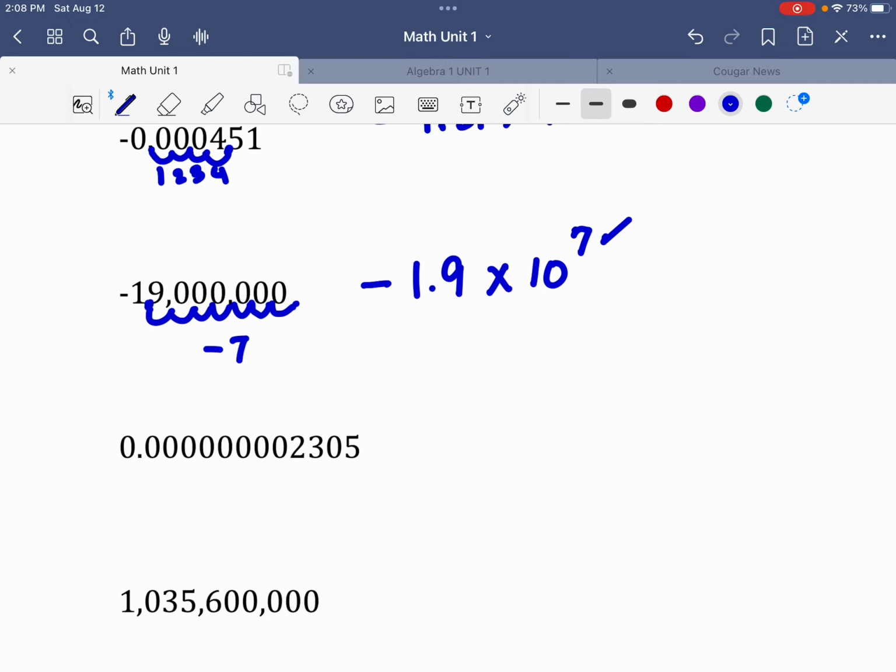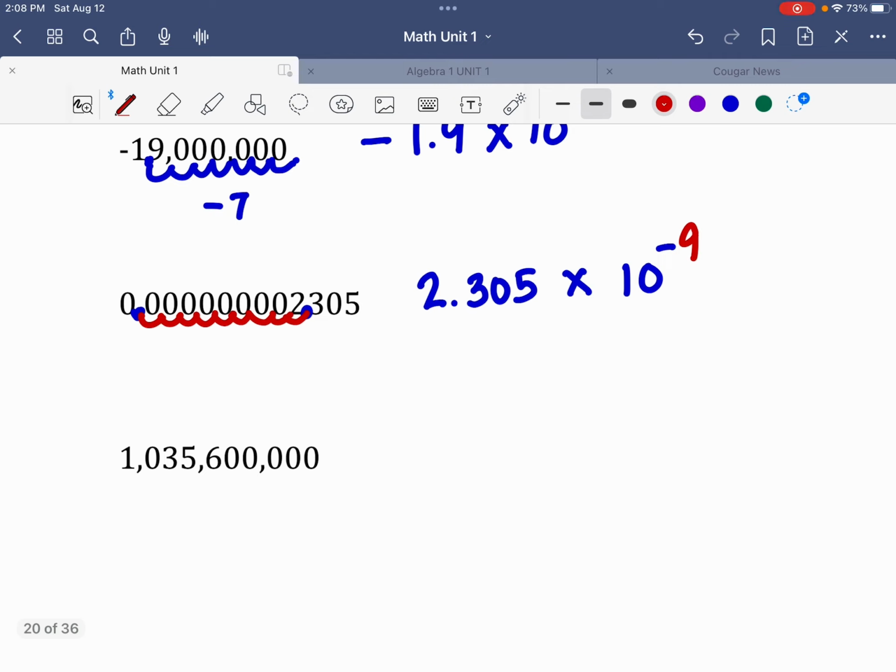So I need to make this a number between 1 and 10. I'm going to move the decimal right here. So I'm going from here to here. So I'm going to have a number 2.305. You can't drop any digits except zeros at the end or at the beginning. And times 10 to the negative some power. Let's see how many negative powers it's going to be. How many places did I move the decimal? 1, 2, 3, 4, 5, 6, 7, 8, 9, to the negative 9 power.